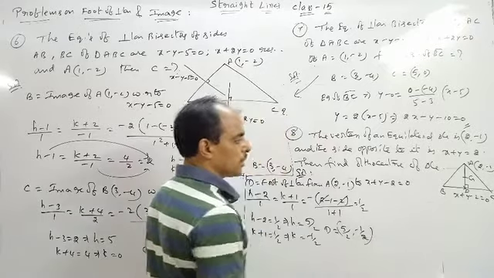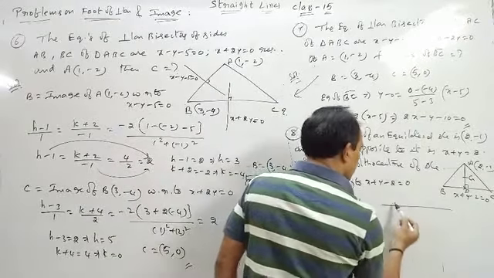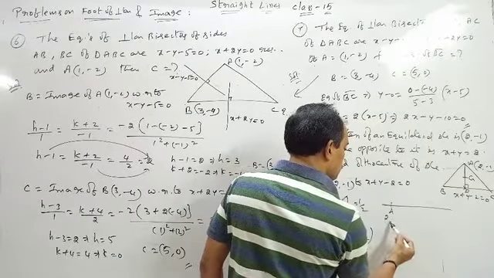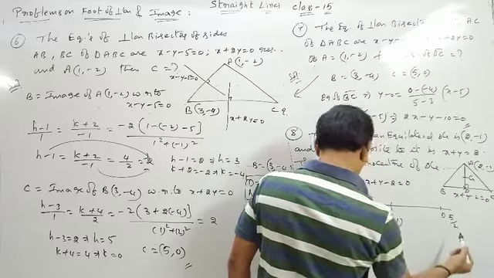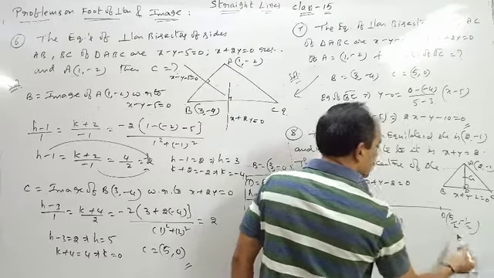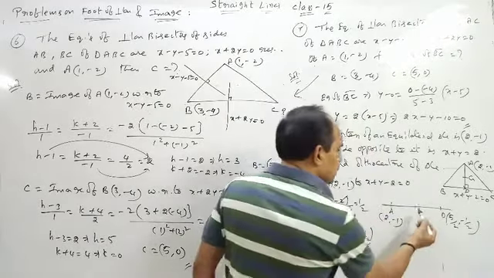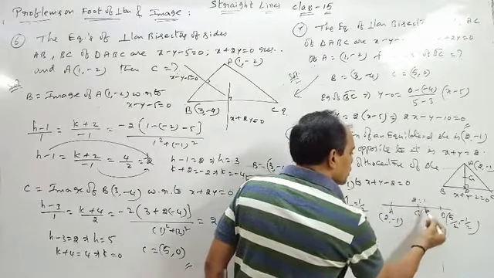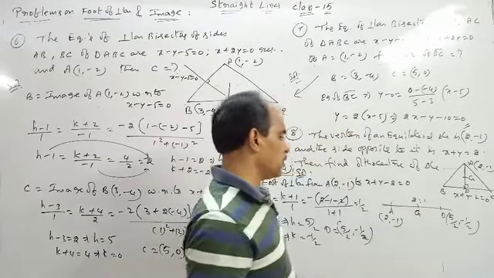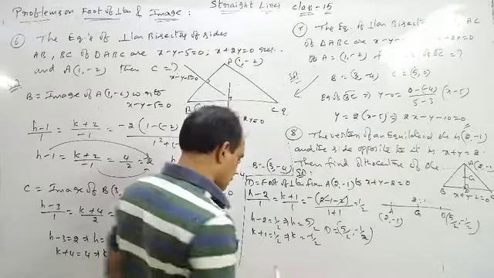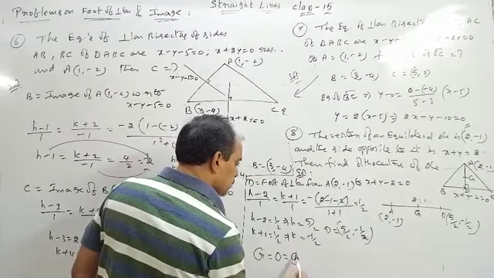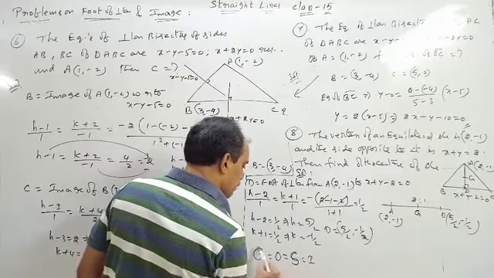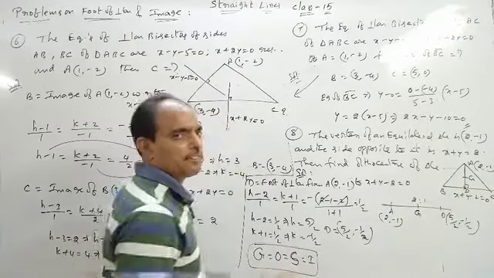5 by 2, minus 1 by 2. So this is A. A is equal to 2 comma minus 1. What about D? 5 by 2, minus 1 by 2. So we have, this is median, but centroid G divides in the ratio 2:1. So here G is equal to orthocenter. G is equal to orthocenter is equal to circumcenter is equal to incenter. For which triangle? Equilateral triangle.